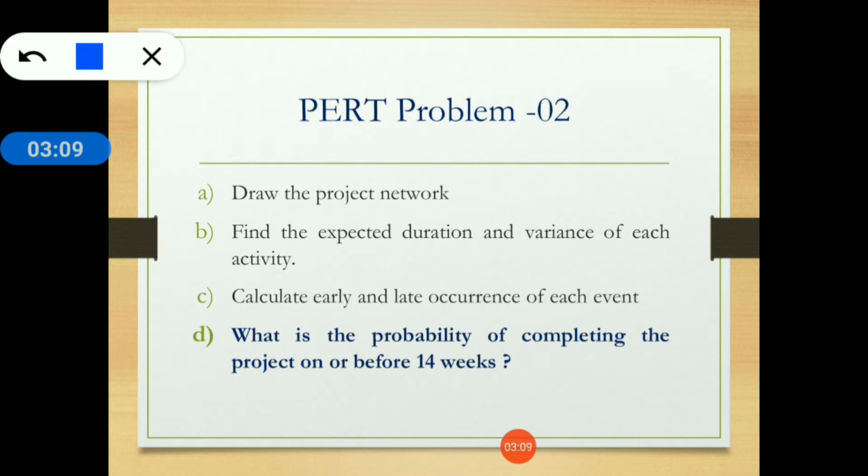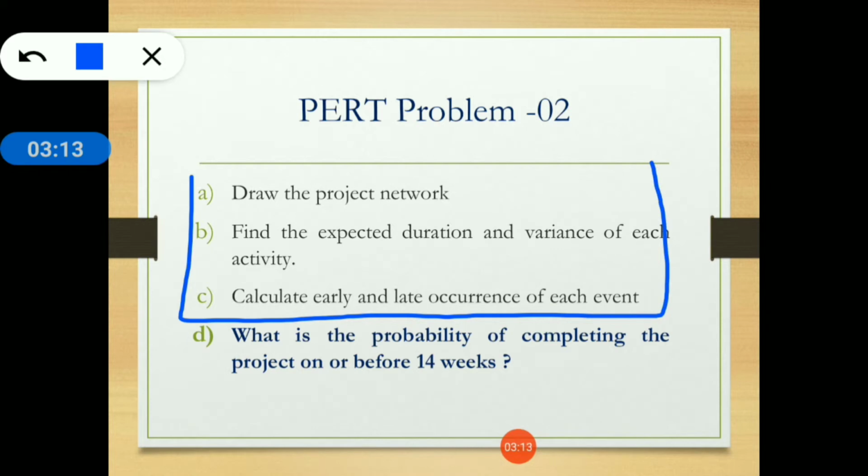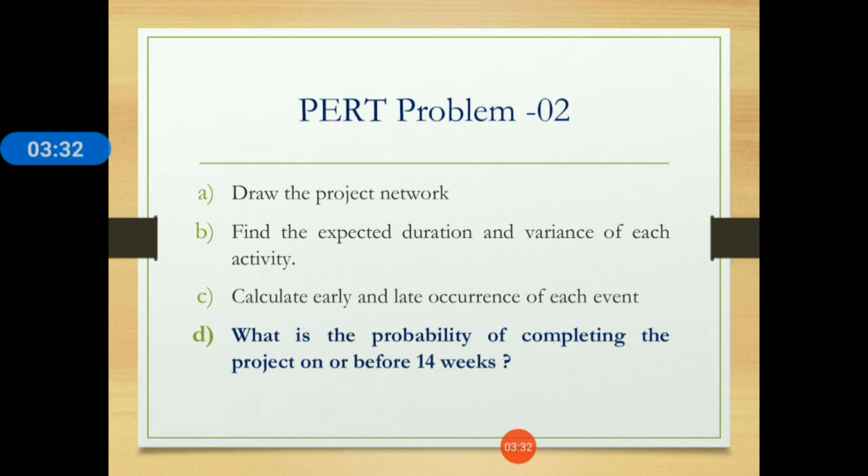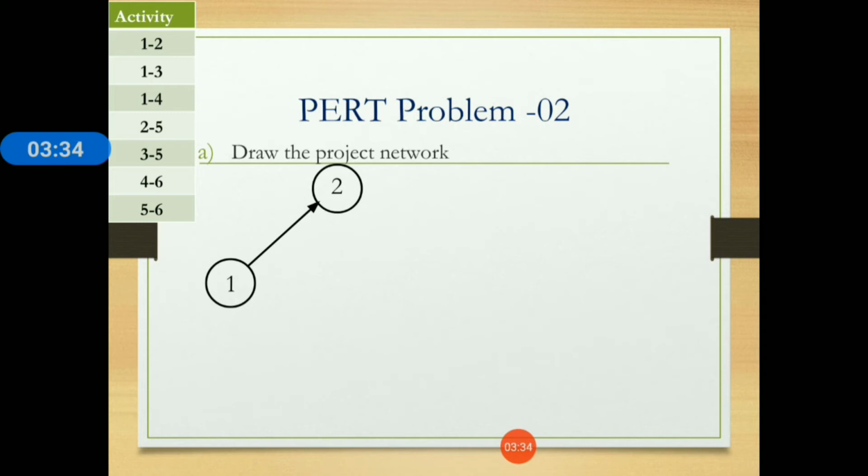Up to here, in the GTU example this data has been given, but I have also taken one more option for you: you have to find the probability of completing the project on or before 14 weeks. So in addition to these 3, you have to calculate the 4th one also. So let's begin. First we have to draw the network diagram.